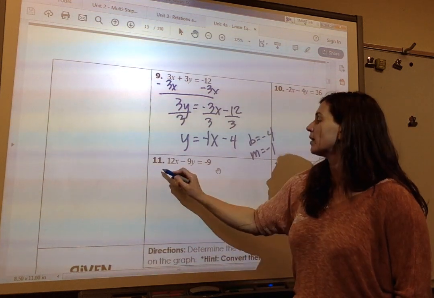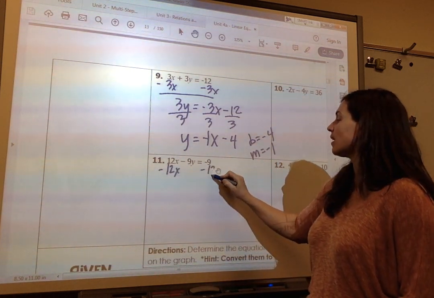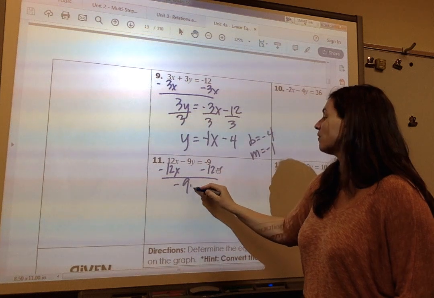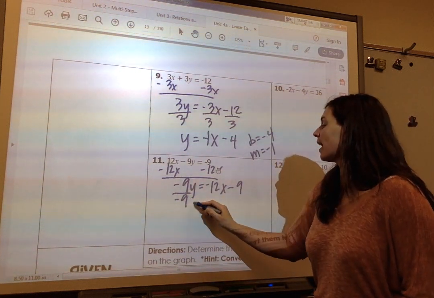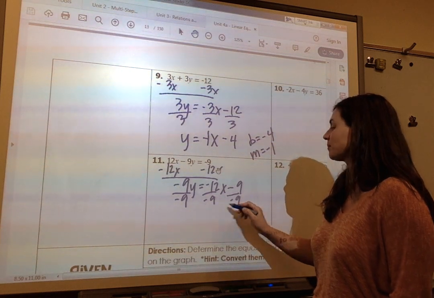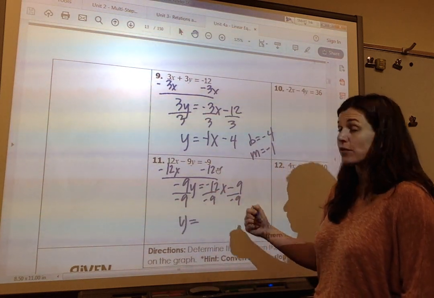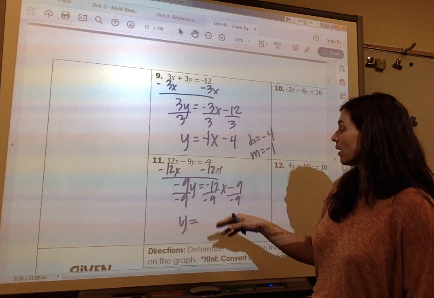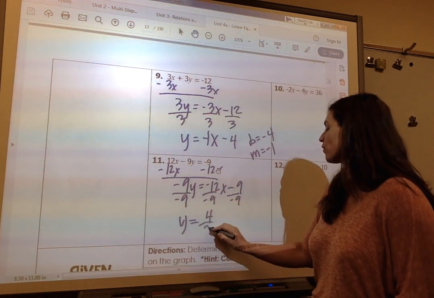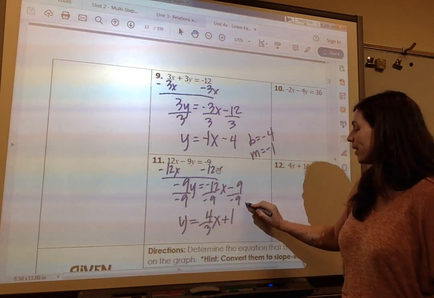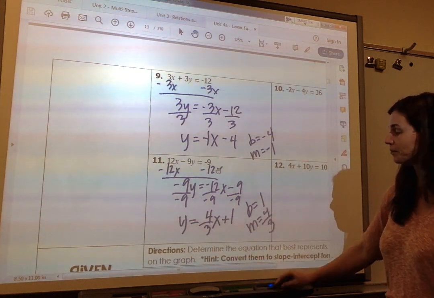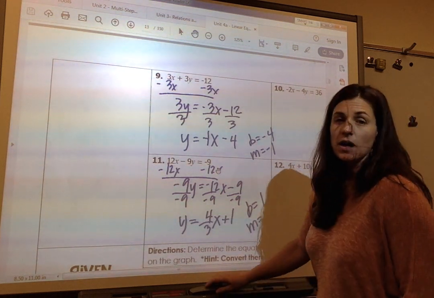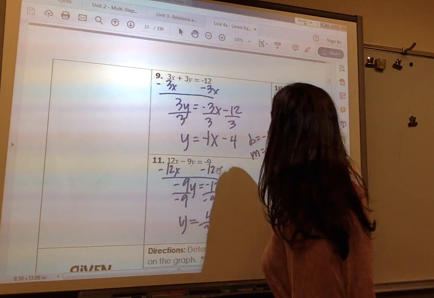Okay, let's look at number 11. I subtract 12x on both sides. I get negative 9y equals negative 12x minus 9. And I divide everything by negative 9. And I get y equals negative divided by negative is a positive, and then I reduce that, so I get 4/3 x plus 1. My beginning point's 1, my slope is 4/3. Okay, so hopefully that's enough practice problems on that.